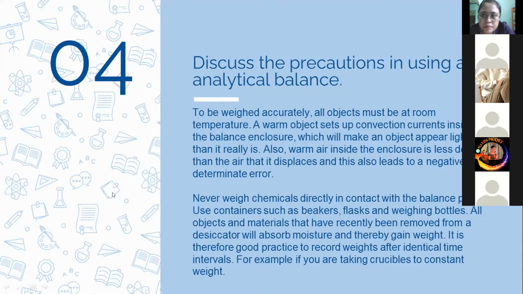To be weighed accurately, all objects must be at room temperature. A warm object sets up convection currents inside the balance enclosure, which will make an object appear lighter than it really is. So, as mentioned earlier, if the temperature increases, it will affect the weight of the sample, making it lighter. Also, warm air inside the enclosure is less dense than the air that it displaces, and this also leads to a negative determinate error.